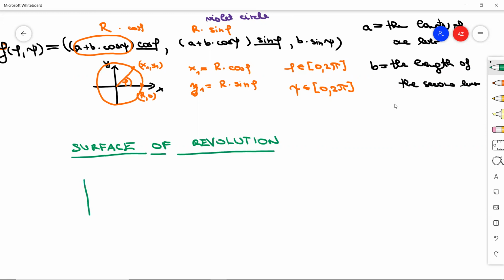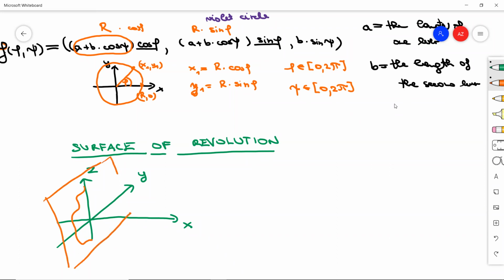What does this refer to? Let's say that we have some curve in the yz plane. So we have x, y, and z. And here we have some curve in this plane. And this is the graph of the curve. This curve is given by r of t is equal to 0 for the x coordinate, then y of t for the y coordinate, and z of t for the z coordinate. And now we rotate, that's why this is the surface of revolution. So we rotate this curve around the z-axis as we did with the torus.